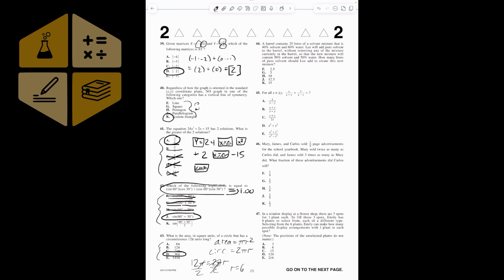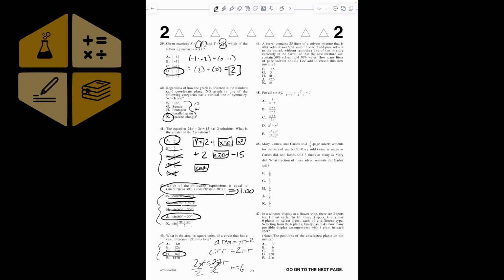44. A barrel contains 25 liters of a solvent mixture that is 40% solvent and 60% water. Lee will add pure solvent to the barrel without removing any of the mixture currently in the barrel, so that the new mixture will contain 50% solvent and 50% water. How many liters of pure solvent should Lee add to create this new mixture?